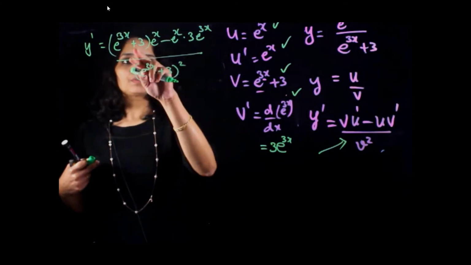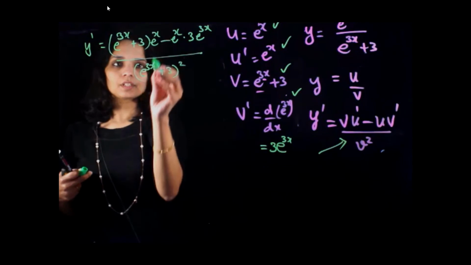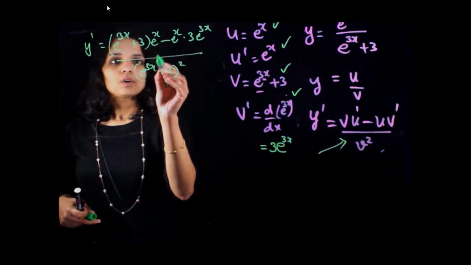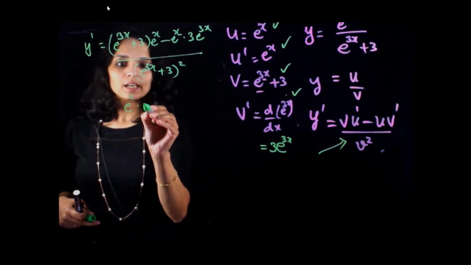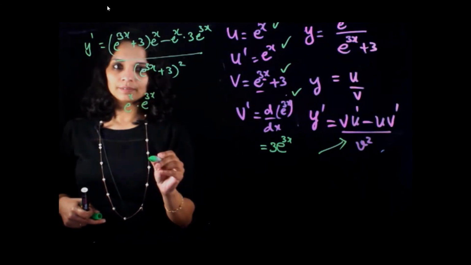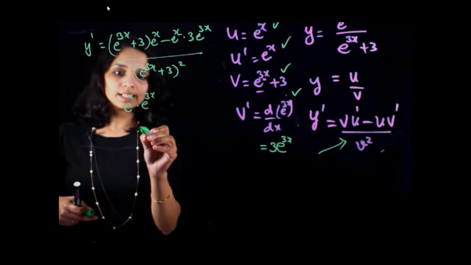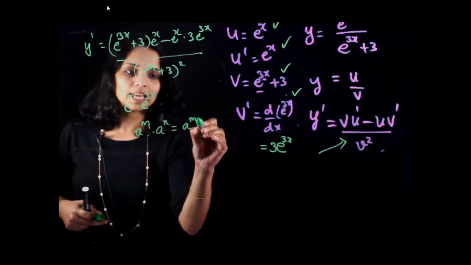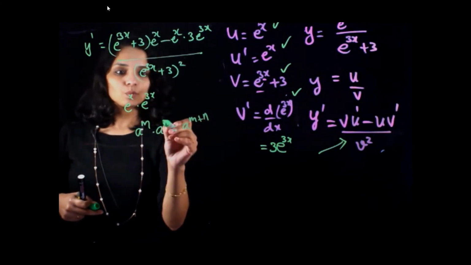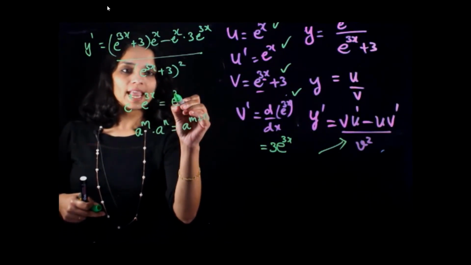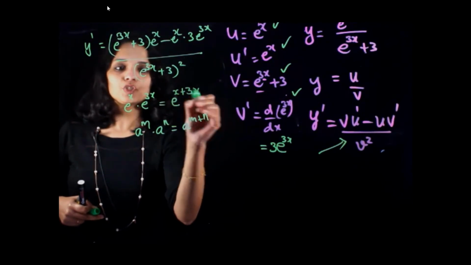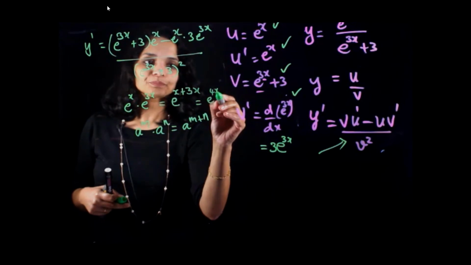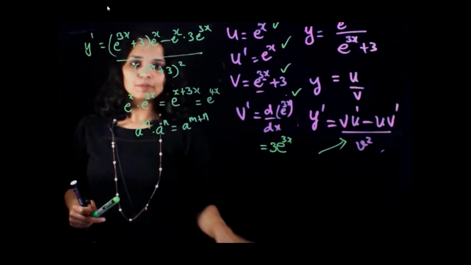Okay, let's do a little bit of tidying up in the numerator. The first thing we want to do is eliminate the brackets. So we need to do e to the power x times e to the power 3x first. If you remember the index rule, a to the power m times a to the power n equals a to the power m plus n. Using that, this is nothing but e to the power x plus 3x. You are just adding up the powers together. So it's e to the power 4x. Okay, so let's make that substitution.